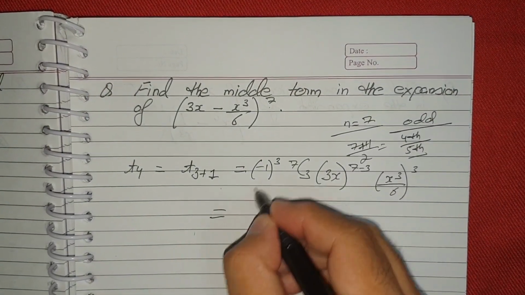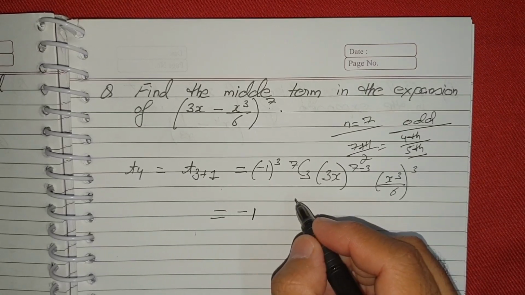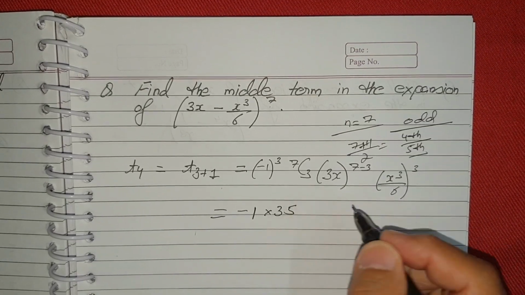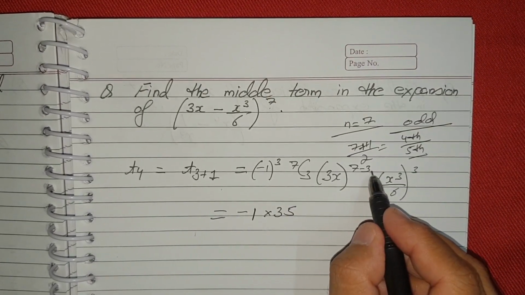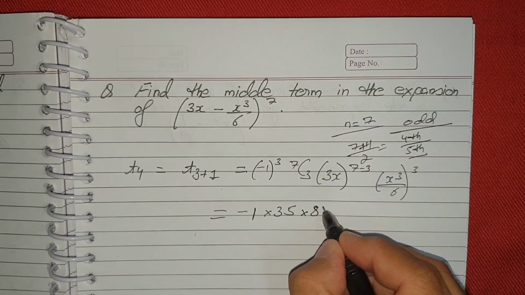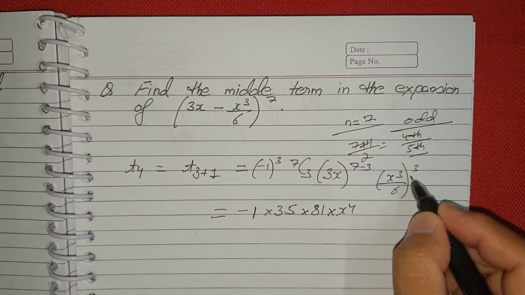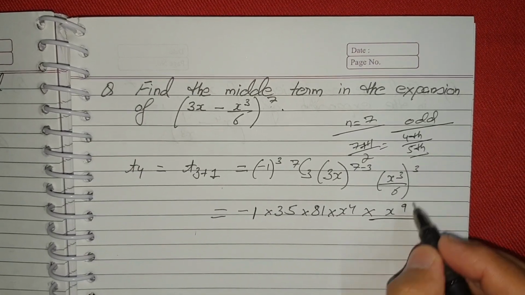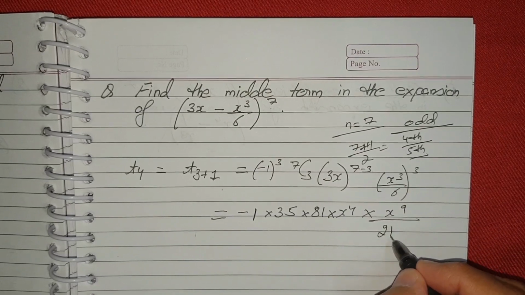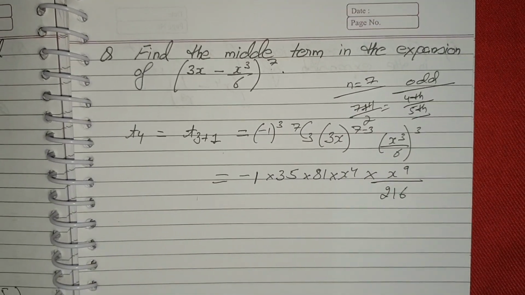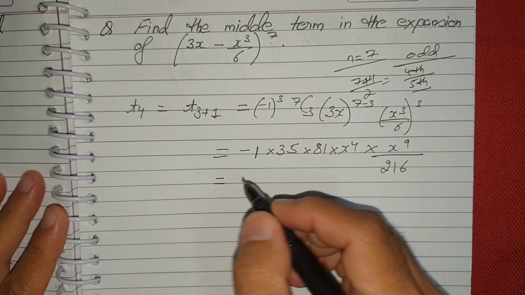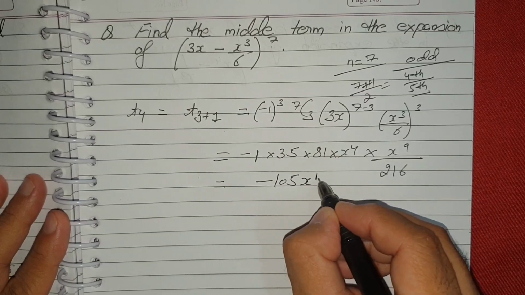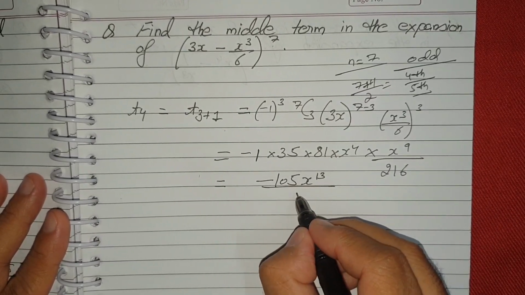Now, for the fourth term, we know that this is minus 1. Now, 7C3, this is 35, and 3 to the power 4 is 81 into x to the power 4. This is x to the power 9, and 6 to the power 3 is 216. So, this is the fourth term. If you solve it, you will get minus 105 x to the power 13 by 8.